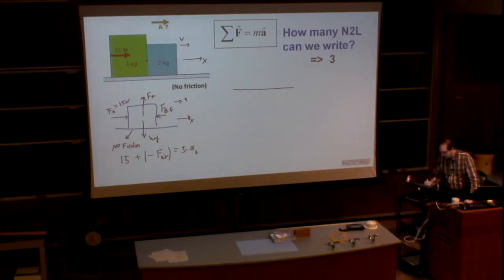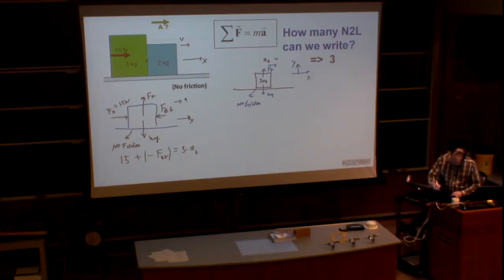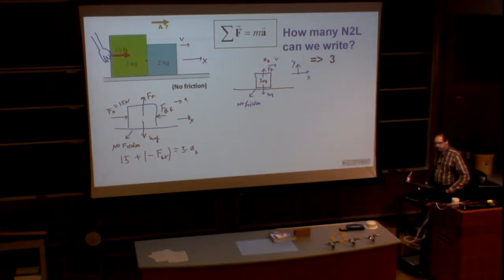Never give up, right? So the blue box also travels to the right, acceleration, and theoretically, there's a force of gravity acting on it, a normal force acting on it. But again, they cancel each other out. Only horizontal vectors are important, and no friction here again. This is my hand touching this box.